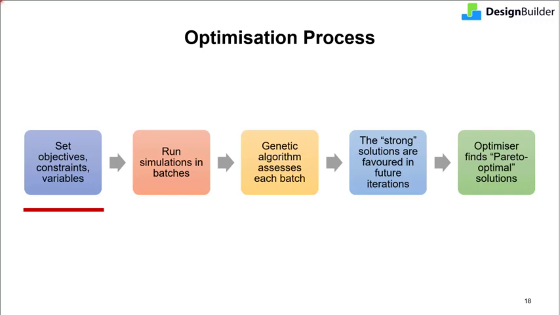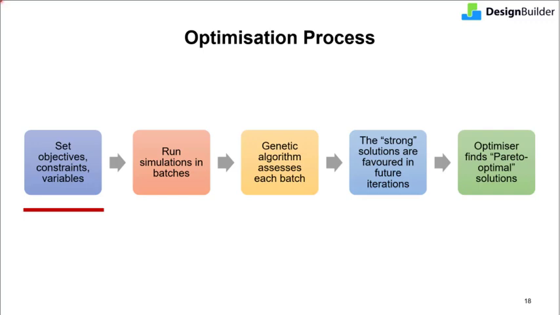Constraints are the upper or lower limits of the key performance indicators. This helps the optimization engine to avoid searching for solutions that you don't want, such as those that exceed your project budget or that exceed the hours where set points are not met. Variables, as you know, are the model inputs which are changed as per the design options.